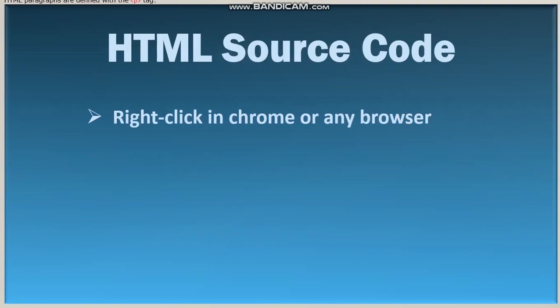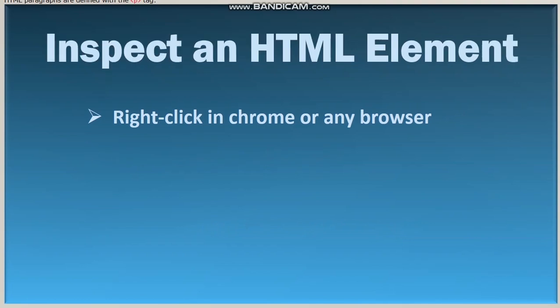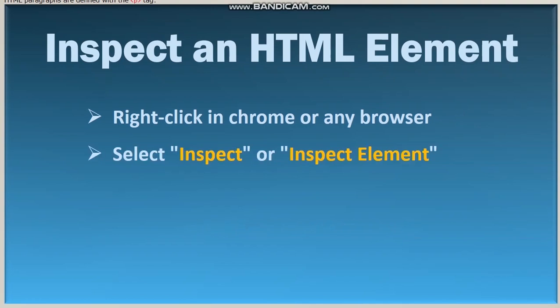Now, HTML source code. Have you ever seen a web page? So how to view HTML source code? Right click in Chrome or any browser, select view page source. How to inspect an HTML element? Right click on an element or a blank area and choose inspect or inspect element. To see what elements are made up of, you will see both the HTML and the CSS. You can also edit the HTML or CSS on the fly in the elements or styles panel that opens.